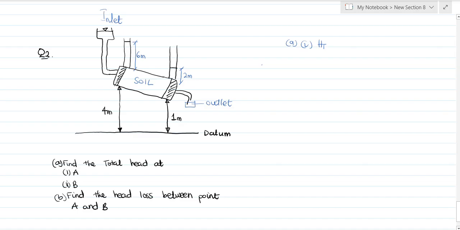The total head at A is given by the formula, the pressure head at A plus the elevation head at point A. So the pressure head at A is what? The one in the piezometer, which is 6 meters. Then the elevation head from the reference point to our point of interest, that's 4 meters. And so the total head at A is 10 meters.